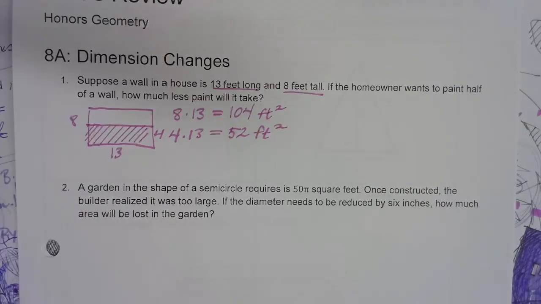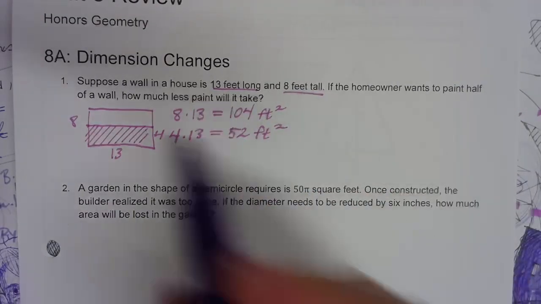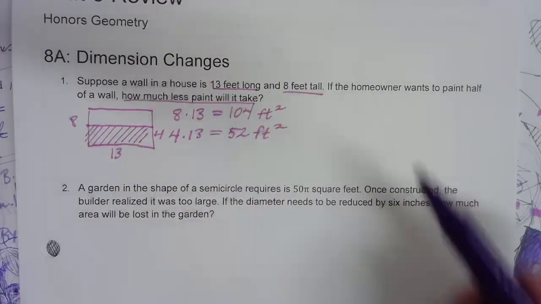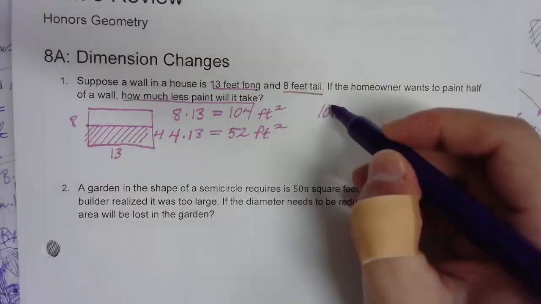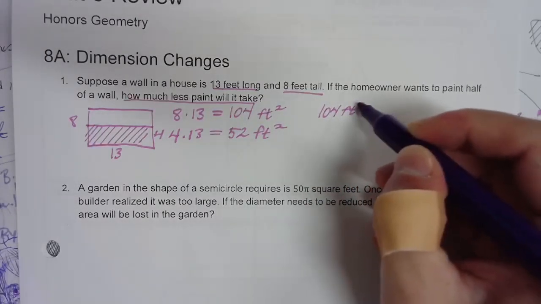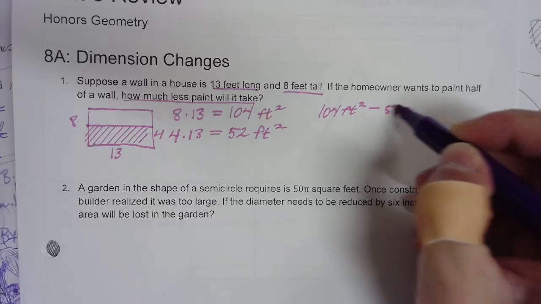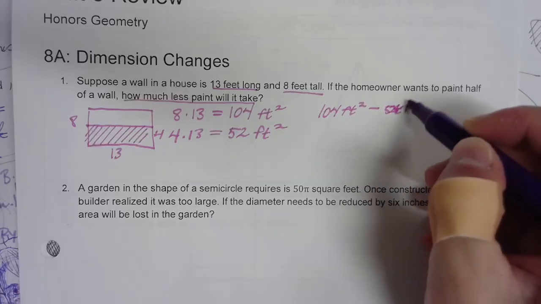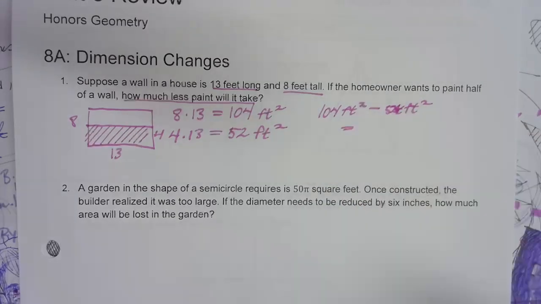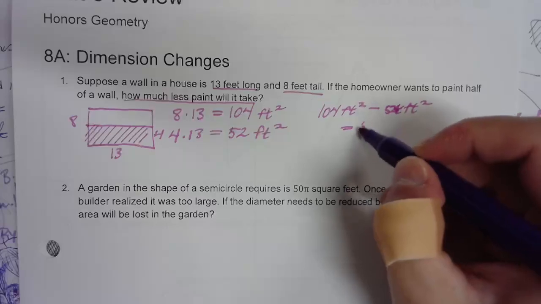Okay. Anyways, so to answer this question, how much less paint will it take? Well, if we take 104 square feet minus 52 square feet, that equals 52 square feet.